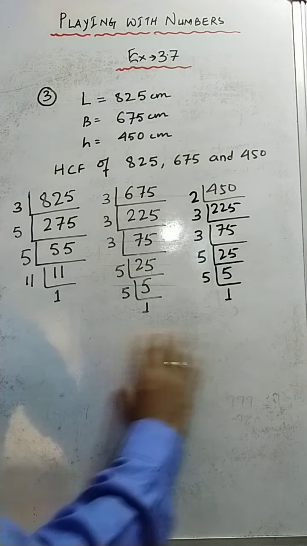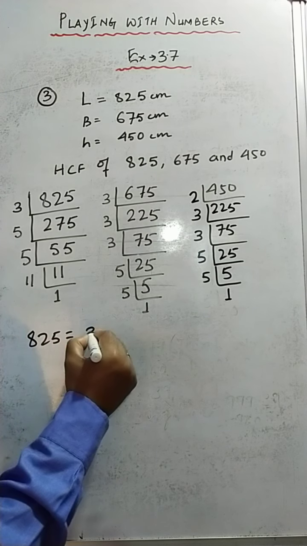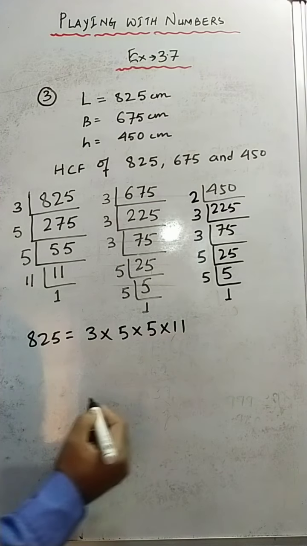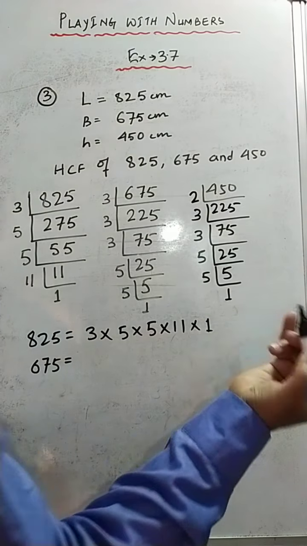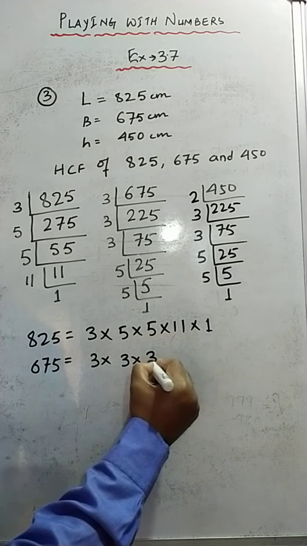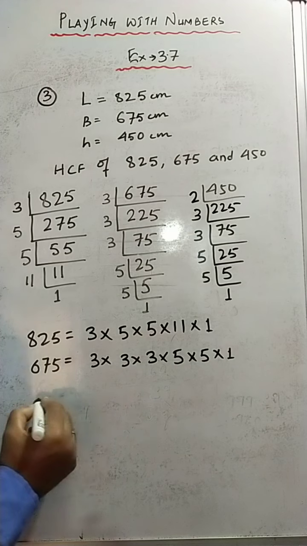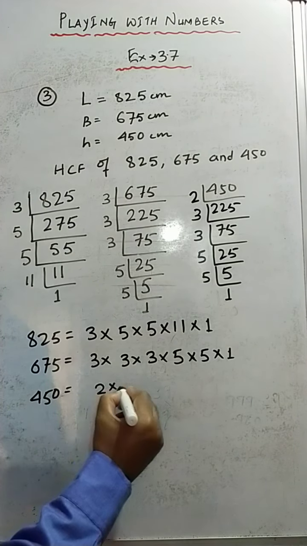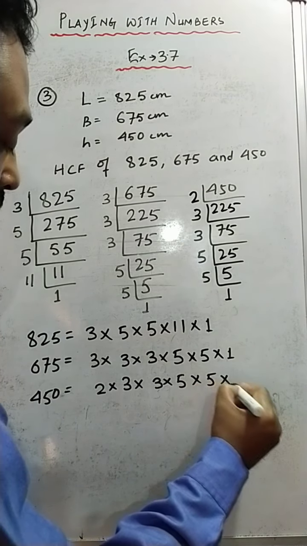Now just write down all the prime factors. That is, 825 we have 3 into 5 into 5 into 11. What about 675? You can write 1 also if you want, no problem. 675 is 3 into 3 into 3 into 5 into 5 into 1, isn't it? And 450 is 2 into 3 into 3 into 5 into 5 into 1.